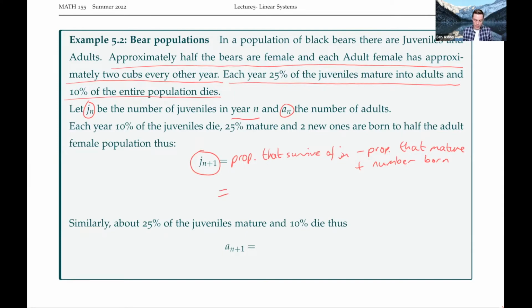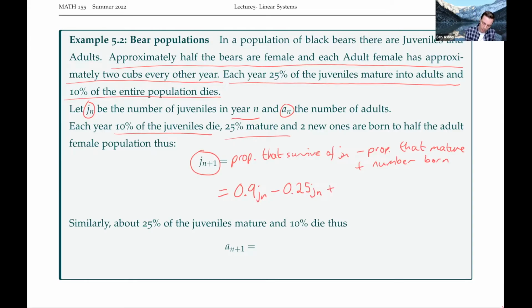Well, we know that each year 10% of the juveniles die. So we know that we're going to have 0.9 Jn surviving to the next year. We know that 25% of them are going to mature into adults. So we need to subtract 25% of them, so 0.25 is the proportion that we'll be taking away. And then the number that are born, well, we know that approximately half of the bears are females, and each adult female has approximately 2 cubs every other year. So on average, that means that each year, each adult is going to produce on average half a cub.